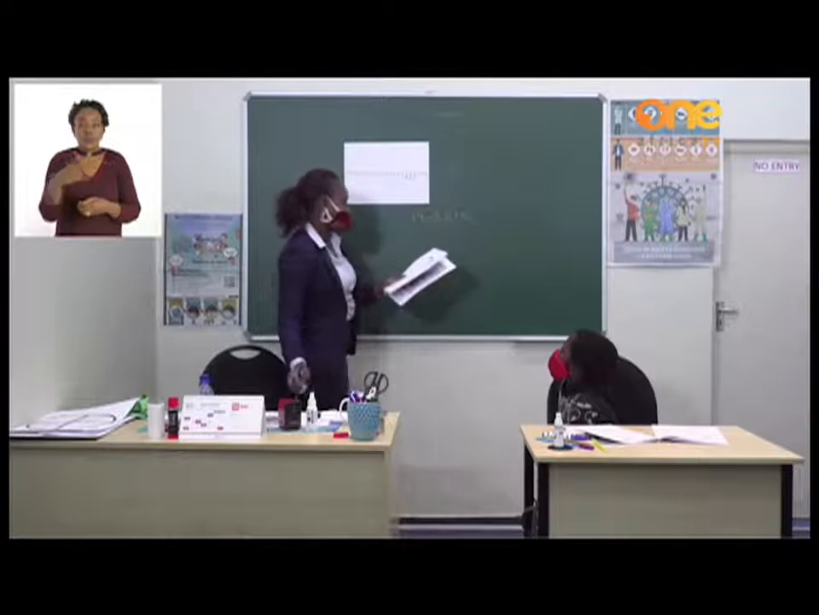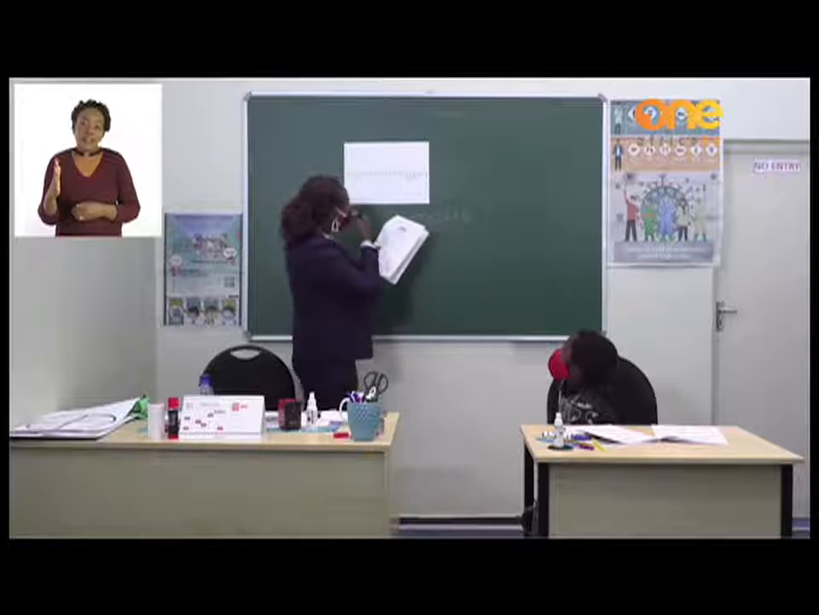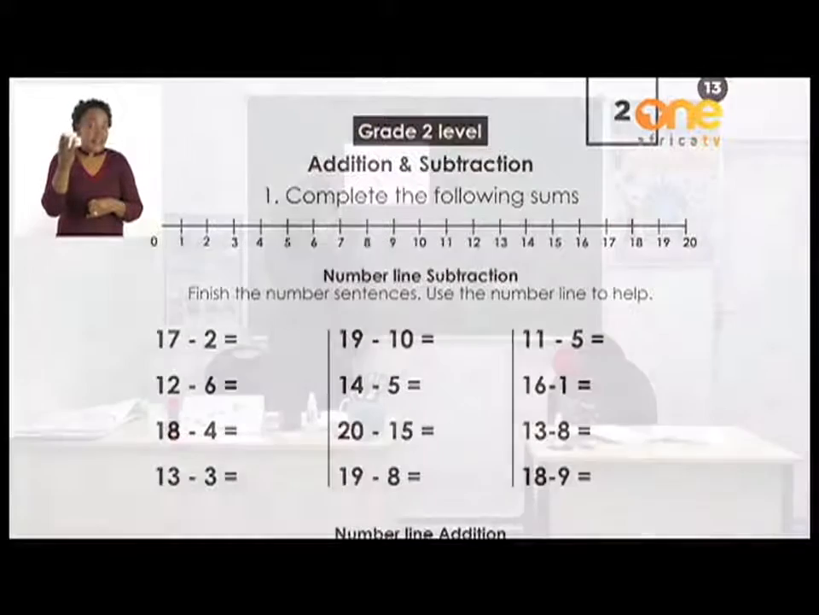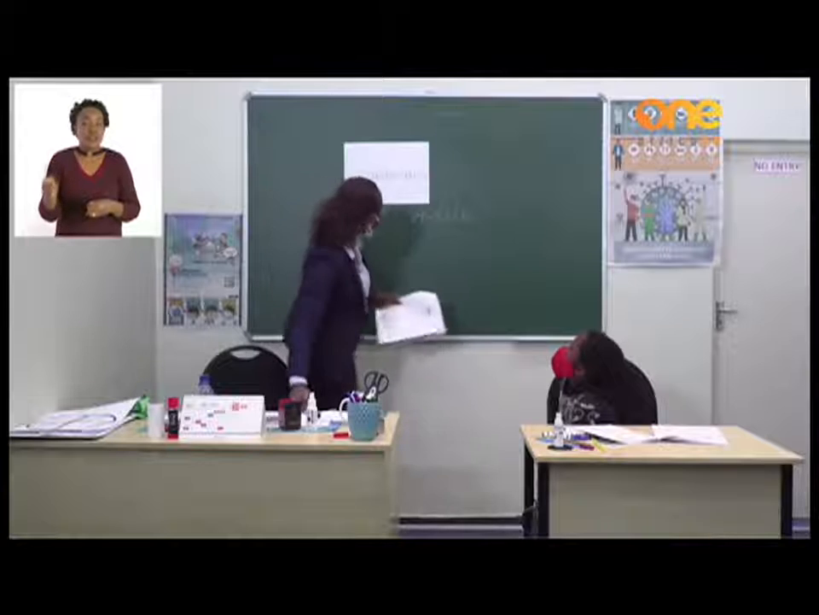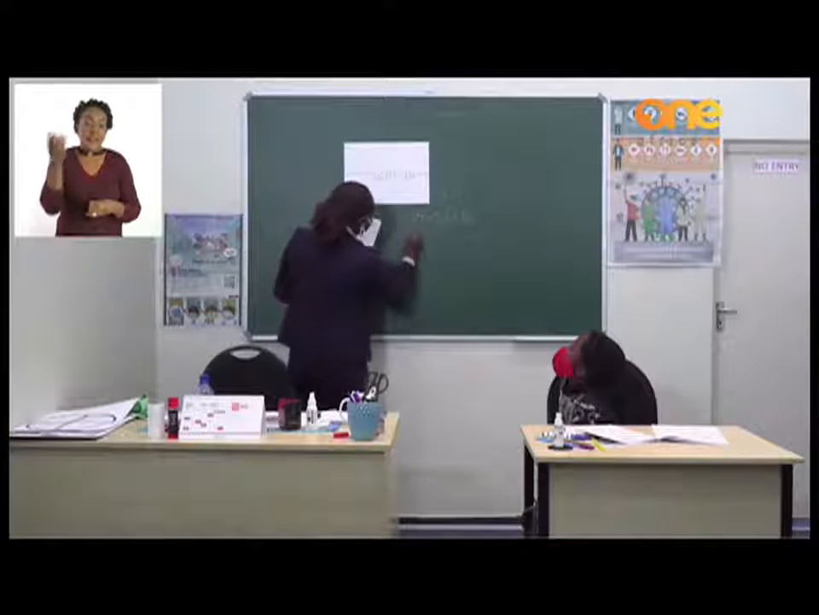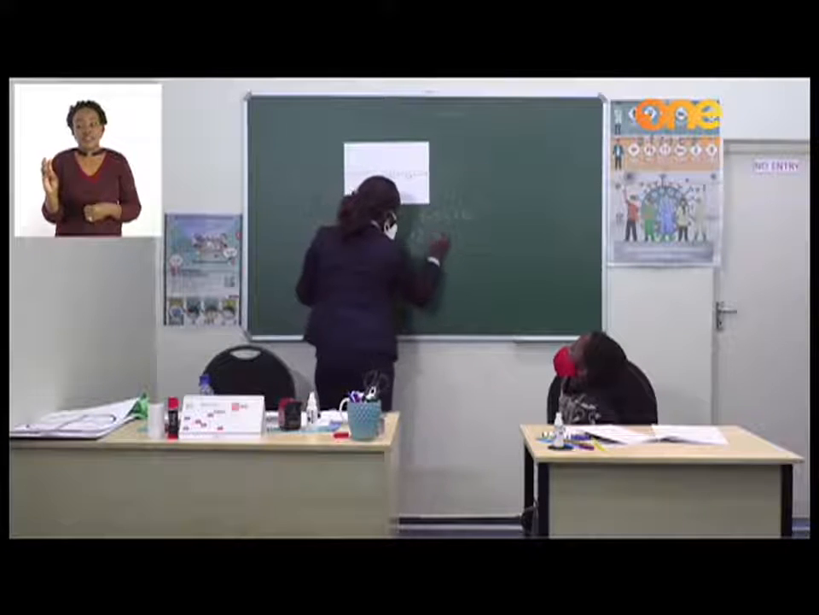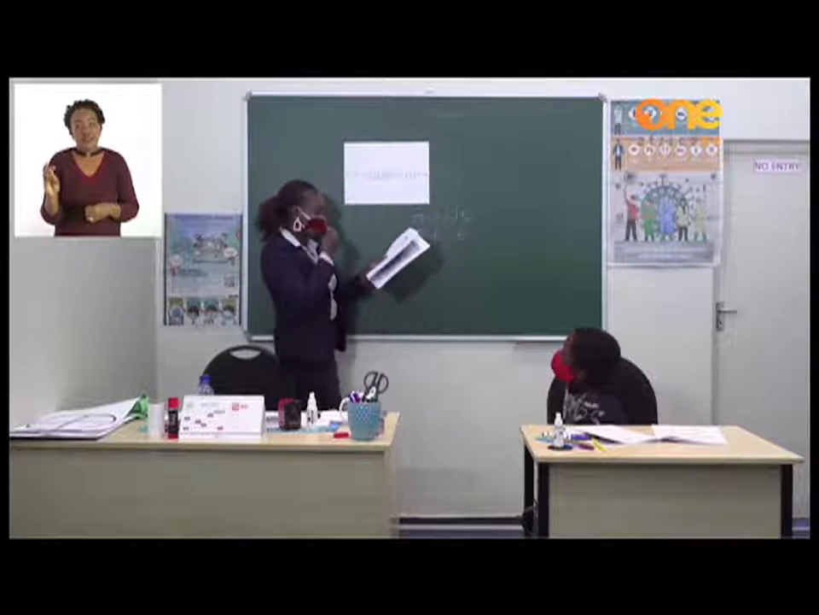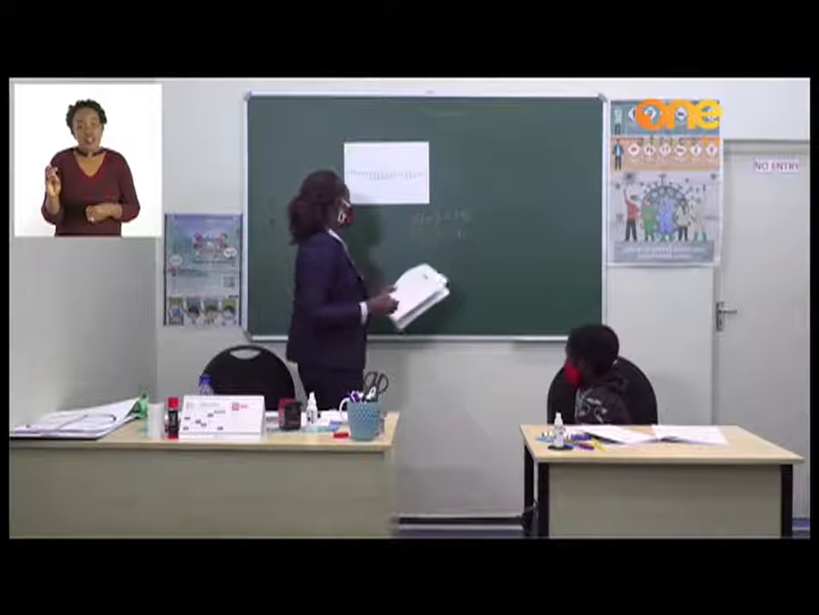Let me try 12 minus 6. We come to 12. 1, 2, 3, 4, 5, 6. So our answer: 12 minus 6 equals 6. So you do the rest on your own.